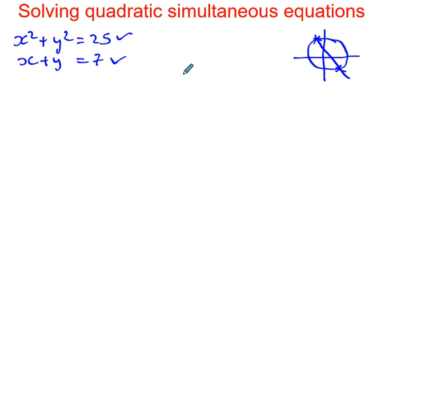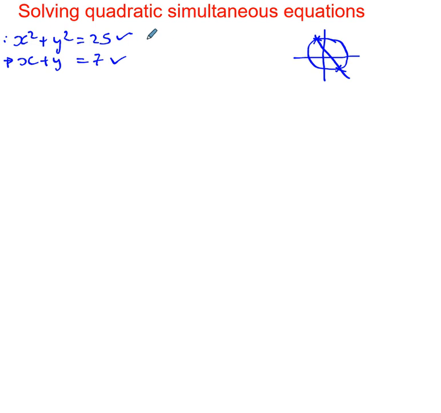Now, normally you will solve simultaneous equations by either the method of elimination or substitution. In this case, we cannot use the method of elimination because we cannot eliminate anything. This equation, for example, doesn't have x squared, and this one doesn't have x. So the only way we can solve this is by the method of substitution.